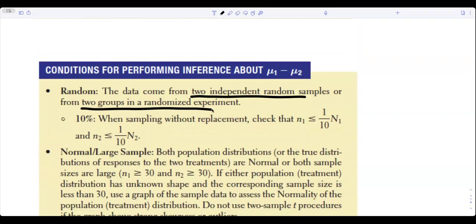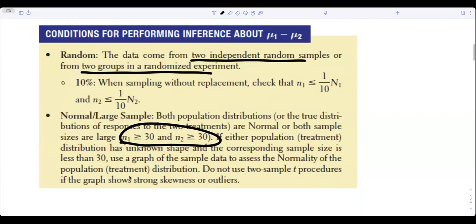It could also be two groups in a randomized experiment. And then we have the 10% rule. And for our normal large sample, the check for normality for means is that the sample size has to be sufficiently large. If not, then we need to check for skewness and outliers. However, if the population is approximately normal, then that doesn't matter, if we're talking about the sampling distribution.